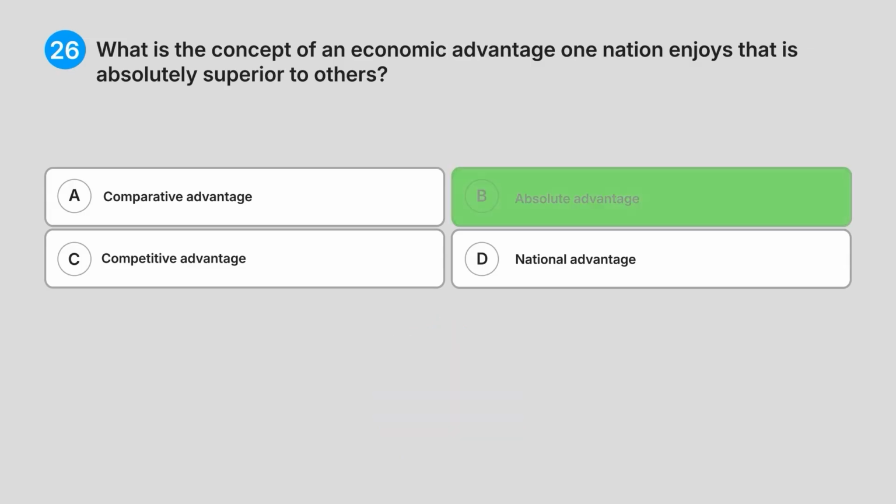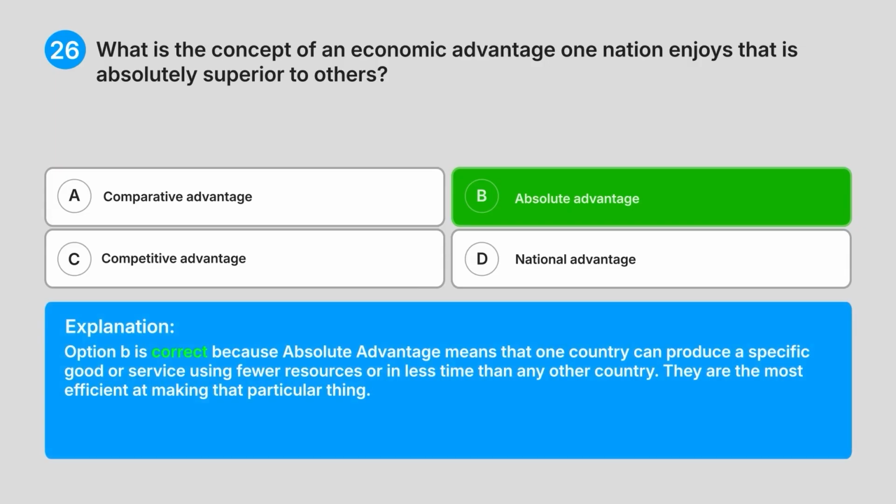Correct answer, B. Absolute advantage. Explanation: option B is correct because absolute advantage means that one country can produce a specific good or service using fewer resources or in less time than any other country. They are the most efficient at making that particular thing.